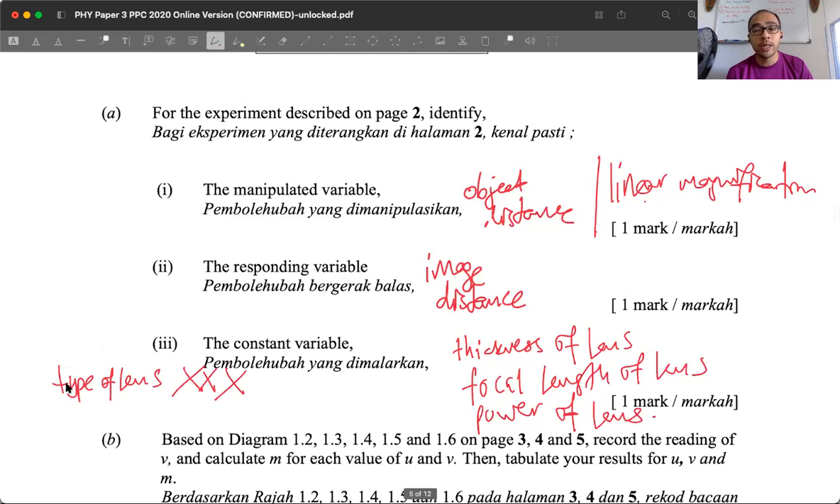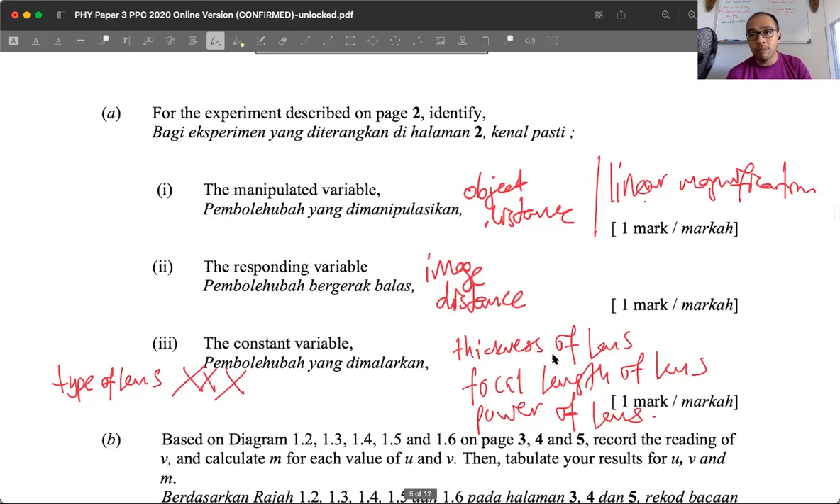So it's like you putting down an answer which you know is wrong, but you're just putting it down to try your luck. No need to try your luck. The moment we see type of whatever, we don't see anymore. Memang tidak akan diterima. Especially lens lah. Lens is usually focal length, power of lens, because you don't change the lens. So please set it in your mind in the future for paper 3, never write type of, because you cannot measure. Dia tidak boleh diukur. Thickness of lens can be measured by a ruler.